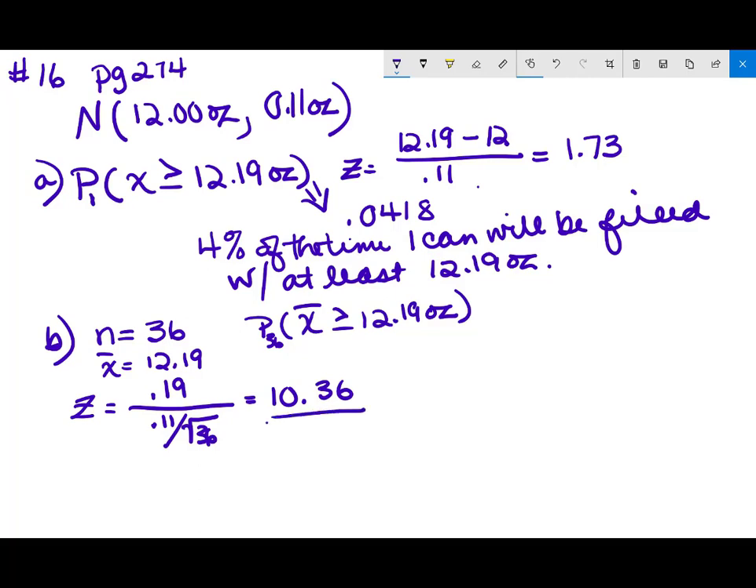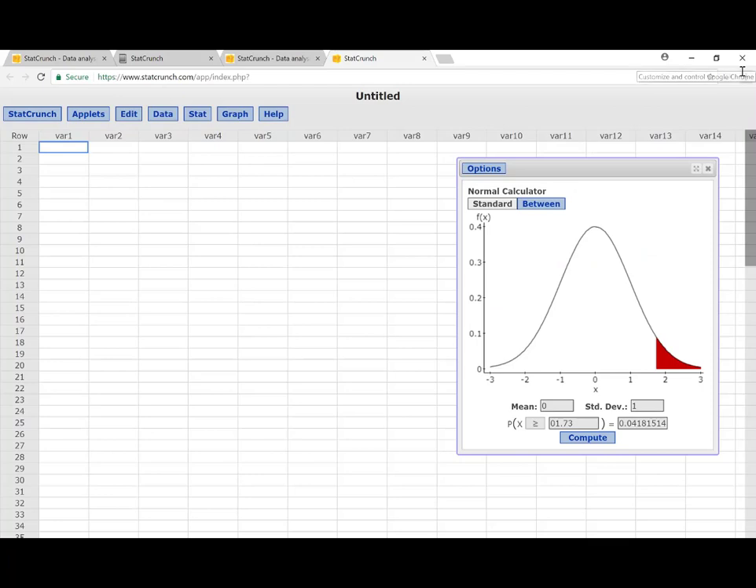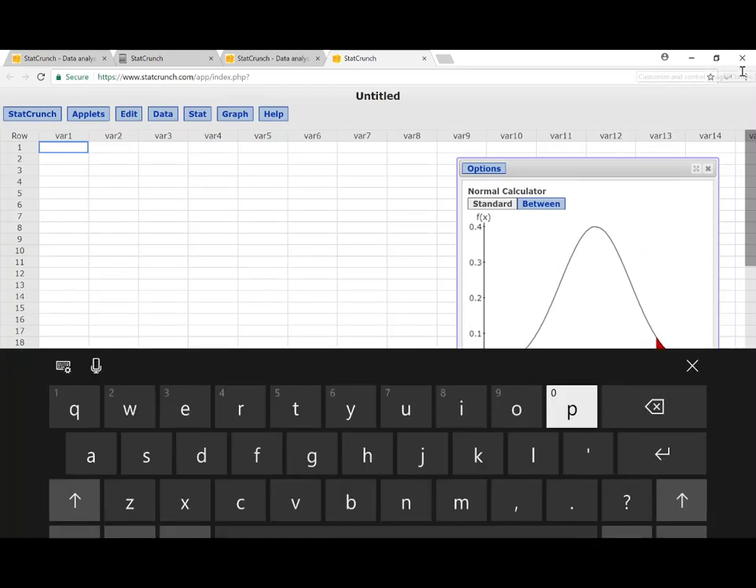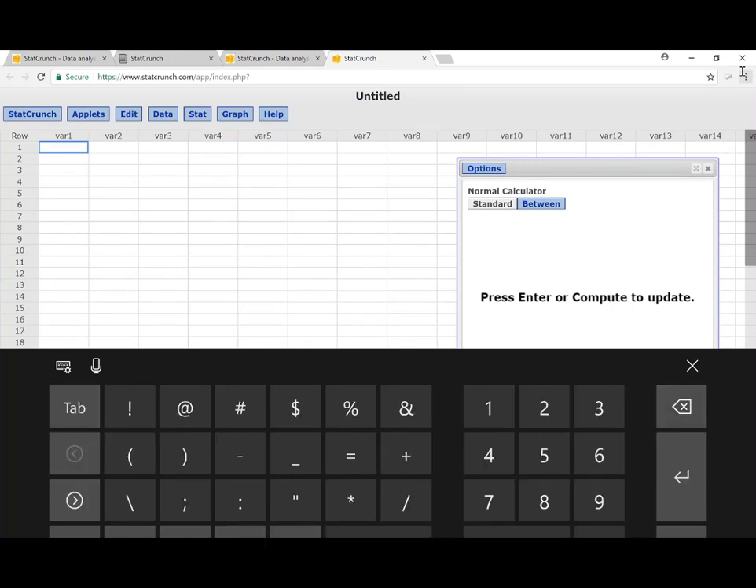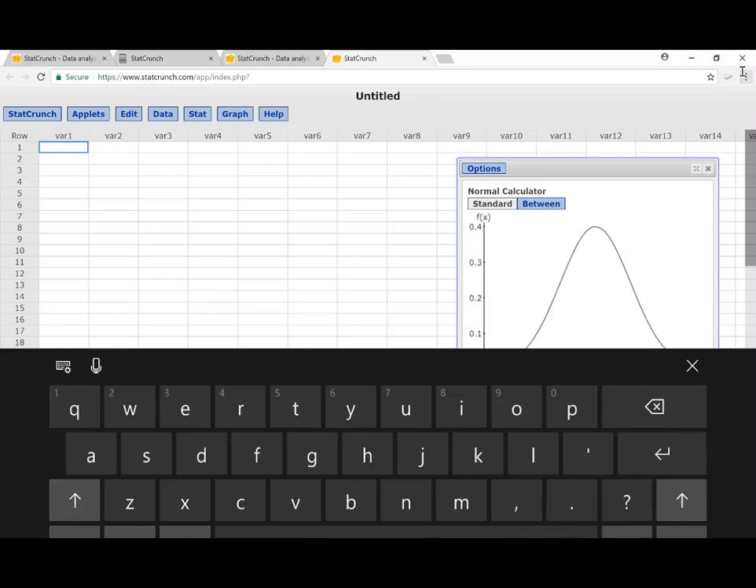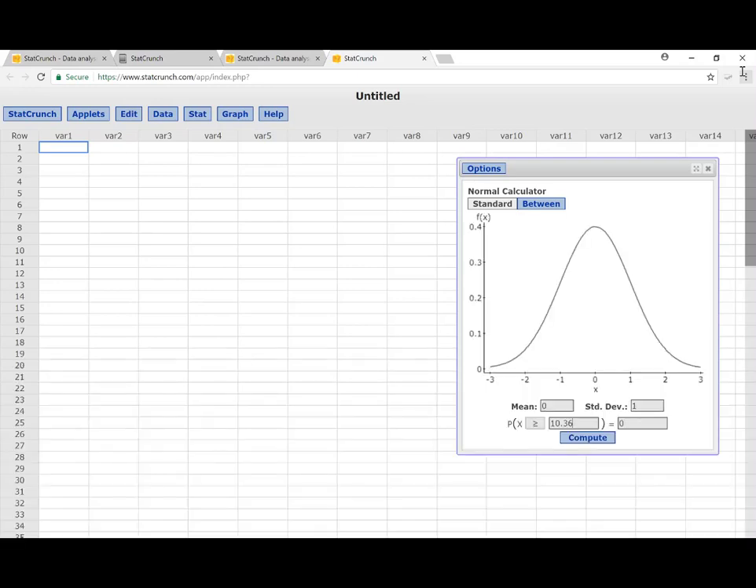That's a really, really huge z-score. Let's go back to StatCrunch and put that in. This time our value is going to be 10.36, and we get a probability of 0. It isn't going to happen.